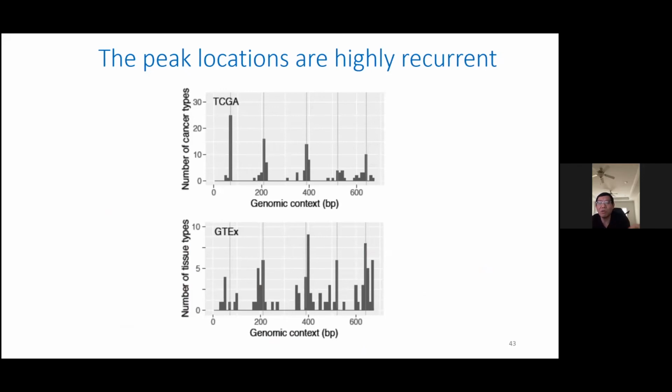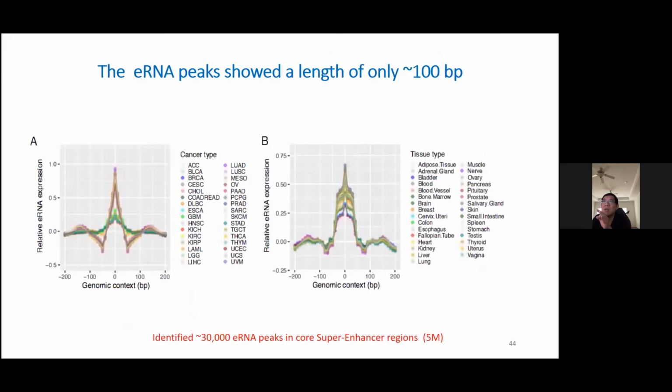Even when you use a totally different consortium product, totally different data, you see the peak location is actually quite consistent, meaning that's really not from some random noise. And then further, when you superimpose this kind of peak, what we really found is they form a very sharp, really just about 100 base pair peak. This happens in both TCGA on the left side and GTEx on the right side. Across different cancer types and different tissues, you see eRNA form this very sharp peak.